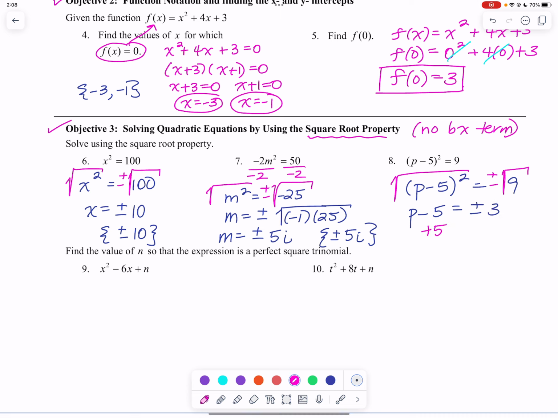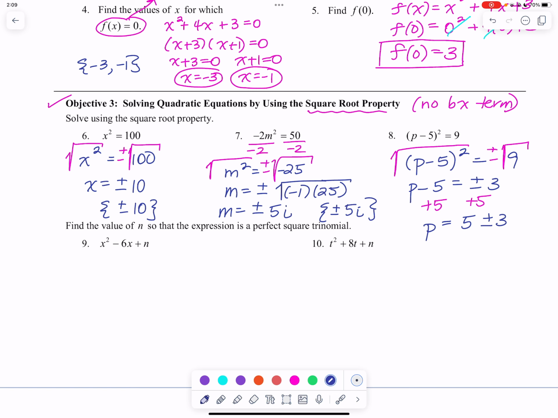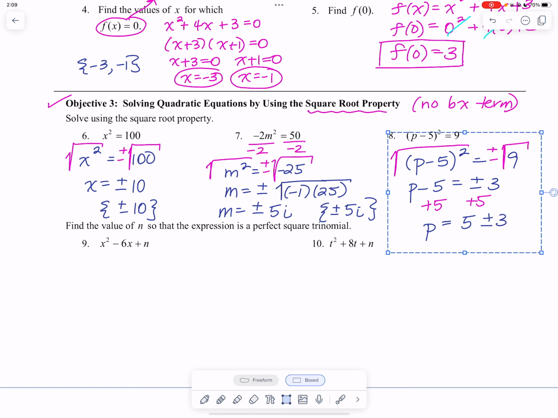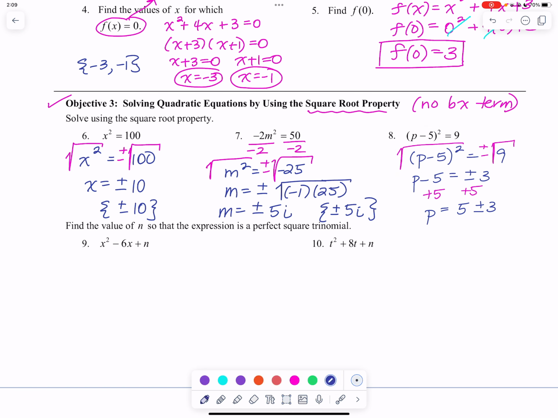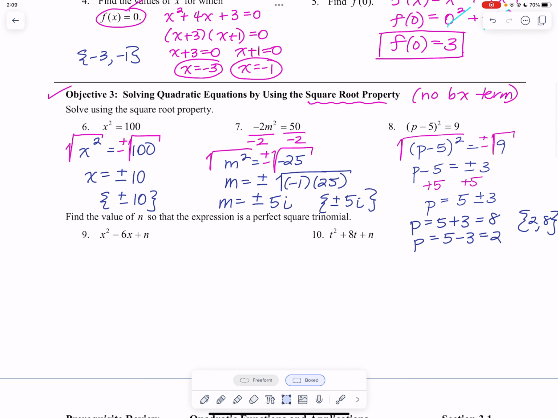So I'm going to add 5 to both sides, and we have p equals 5 plus or minus 3. Now 5 plus or minus 3 gives us two numbers, okay? So we do need to make sure we know that. This is p equals 5 plus 3, which is 8, and p is equal to 5 minus 3, which is 2. So our solution set is actually 2, 8.